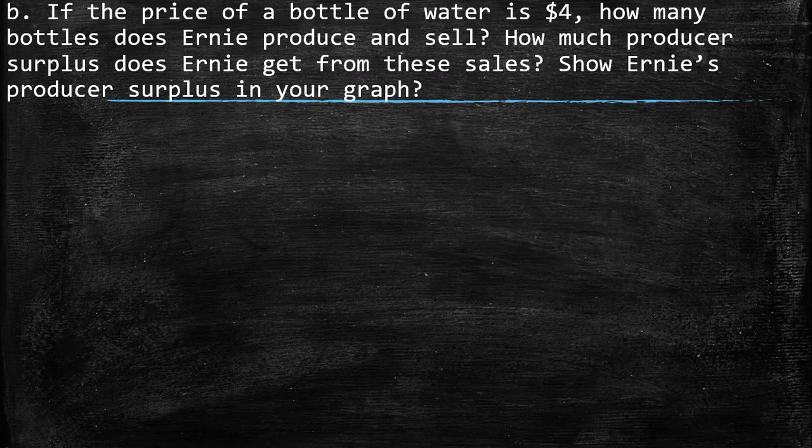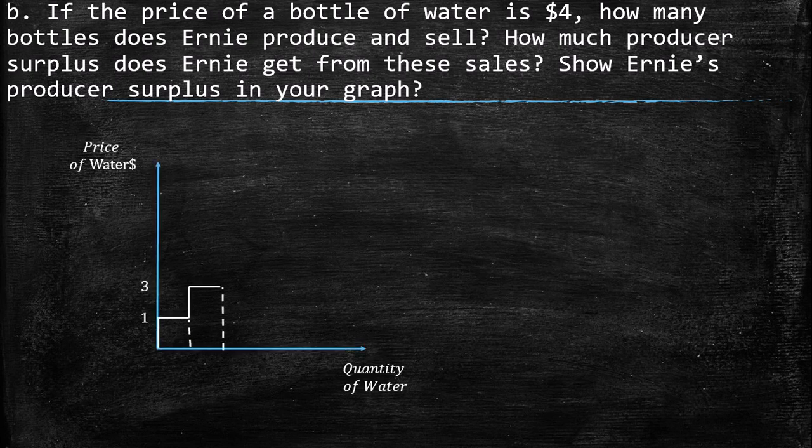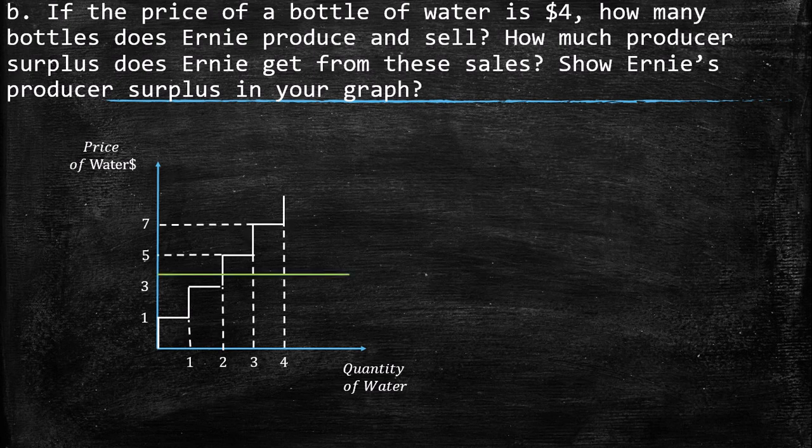Okay, so here we have the supply curve. B. If the price of a bottle of water is $4, how many bottles does Ernie produce and sell? How much producer surplus does Ernie get from these sales? Show Ernie's producer surplus in your graph. So here we have the same supply curve that we already built. Imagine that the price is 4.